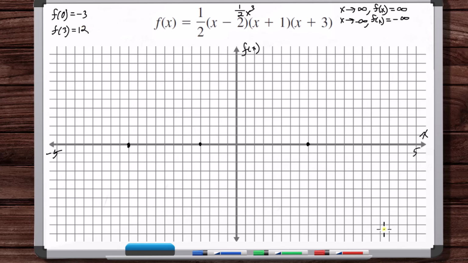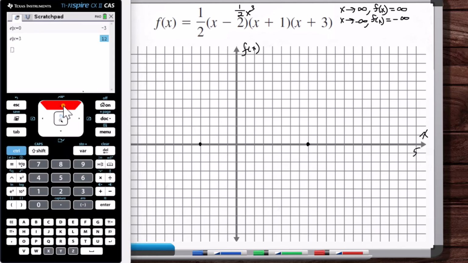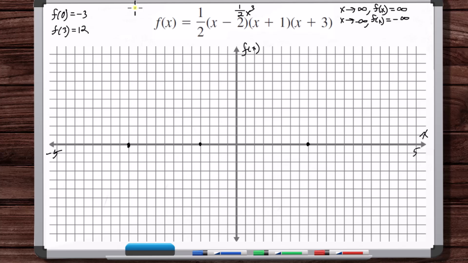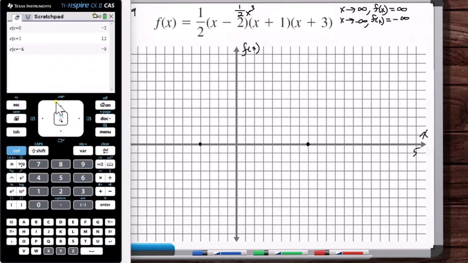Let's get f of maybe minus 4. Minus 9. Okay, let's get in between these two. So f of minus 2 is 2.